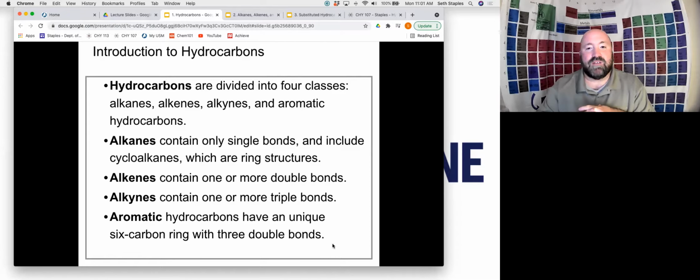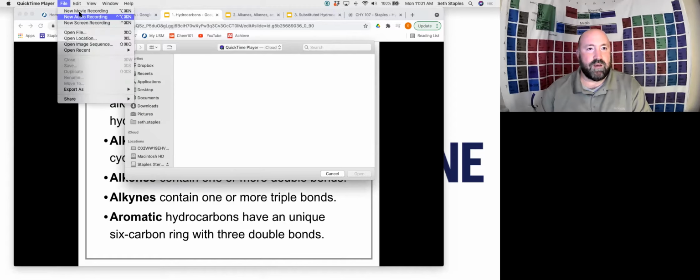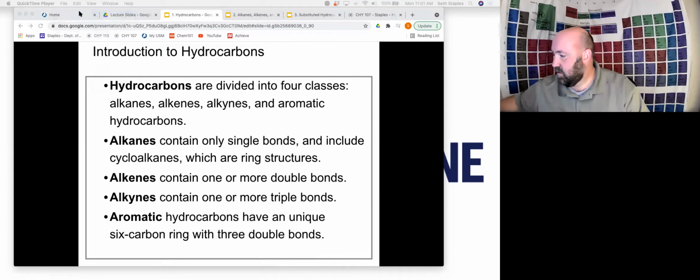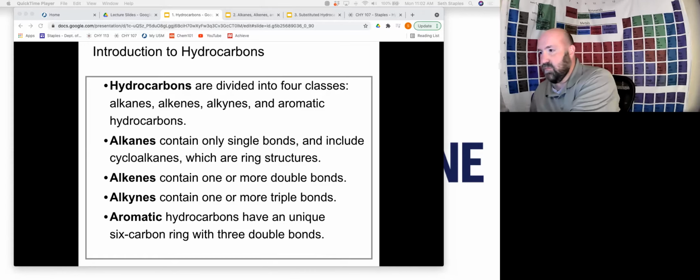Aromatic hydrocarbons are unique. There are others besides 6 carbon rings, but for our purposes in this class, we're going to focus on 6 carbon rings that have 3 double bonds alternating with each other. So picture, actually you don't have to picture it. I should have done this already, but let me go ahead and bring up my whiteboard here. There we go.